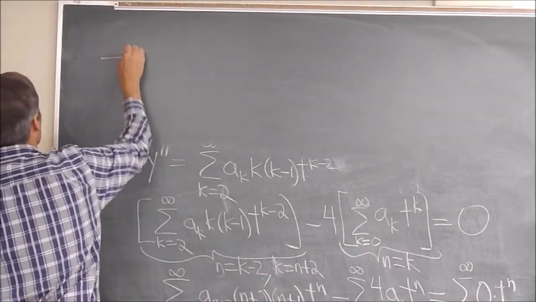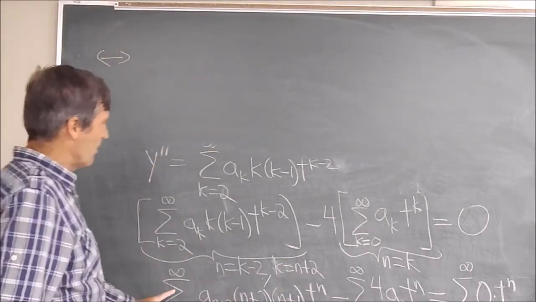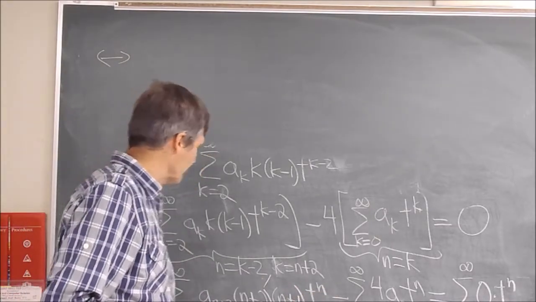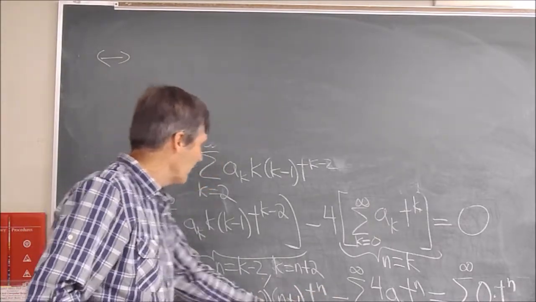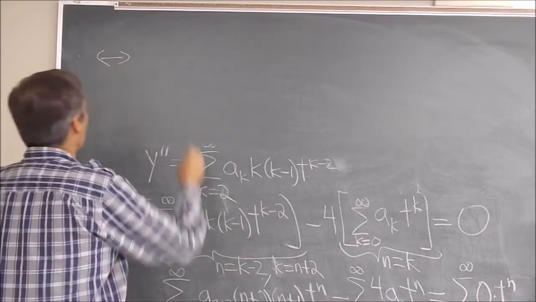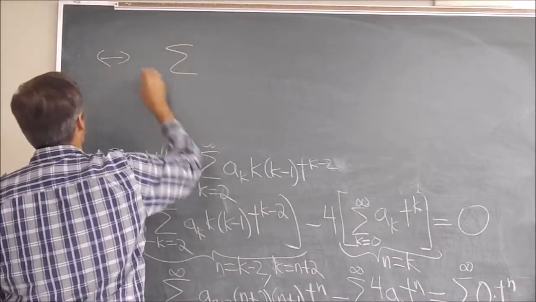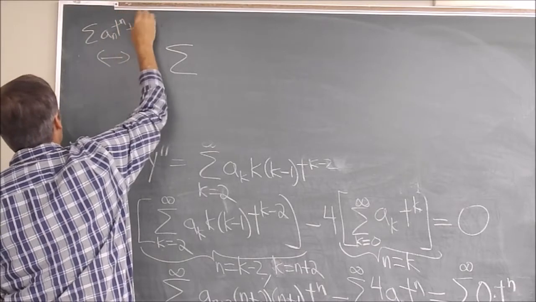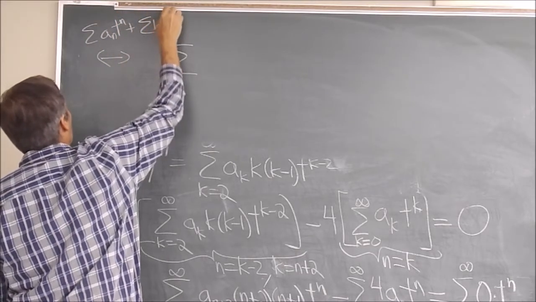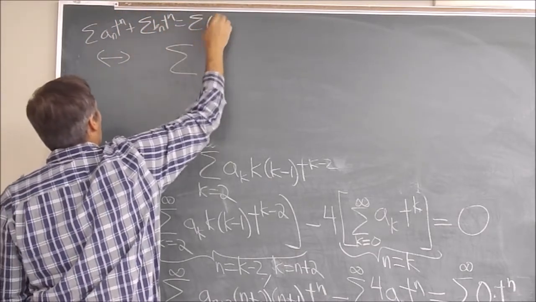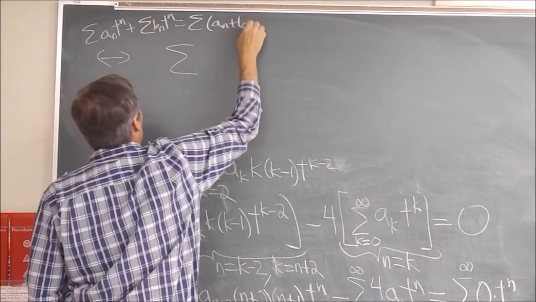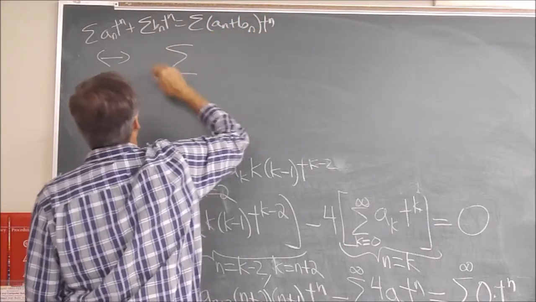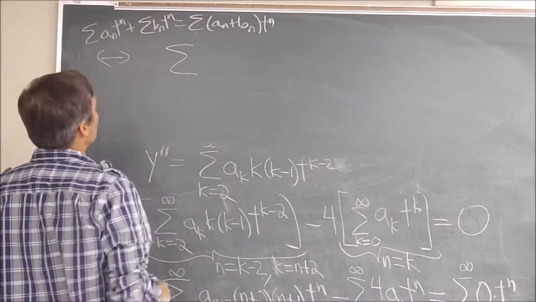So I'm going to write equivalently by combining these two, and look, they now go from 0 to infinity, both of them, with the same power of t, so they can be combined term by term. I remember this, the theorem that says sum a_n t to the n plus sum b_n t to the n is equal to sum (a_n plus b_n) t to the n over the same set of indices.